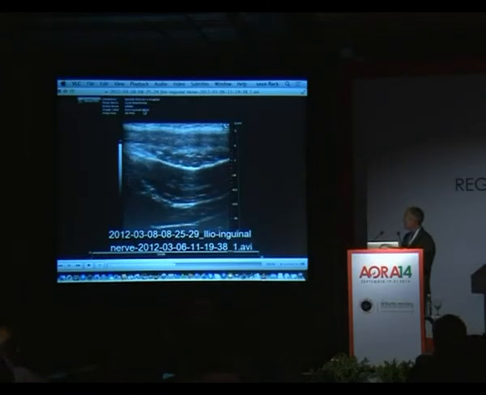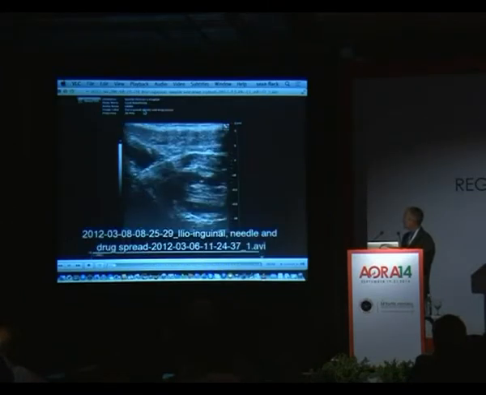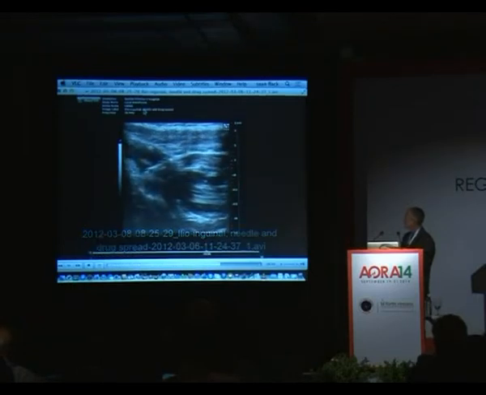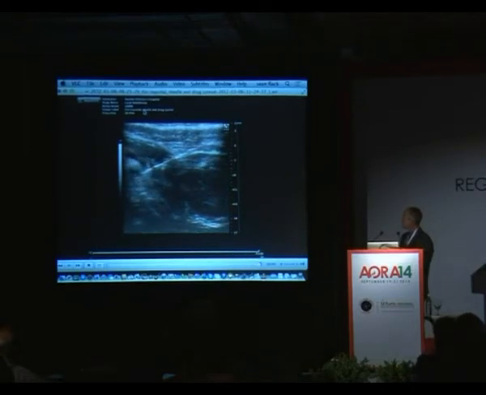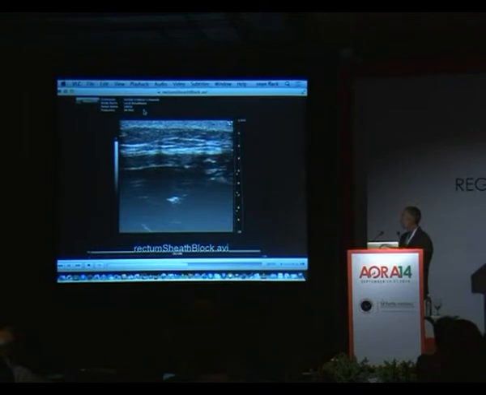Again, the ilioinguinal nerve block. This is transversus abdominis, internal oblique. And then fine rectus sheath block.